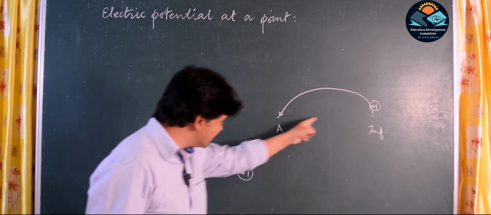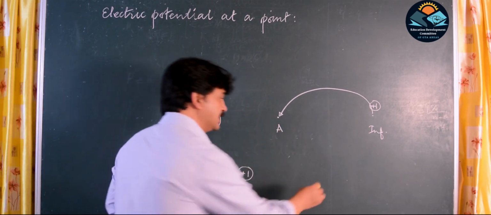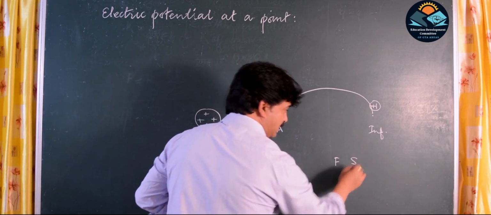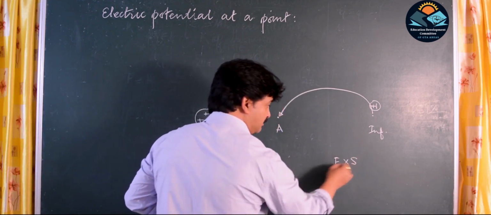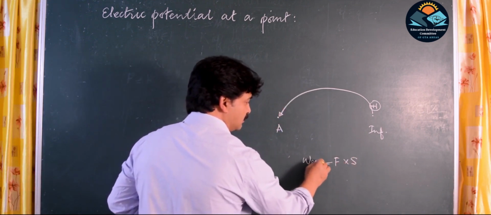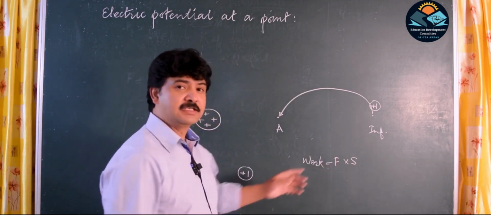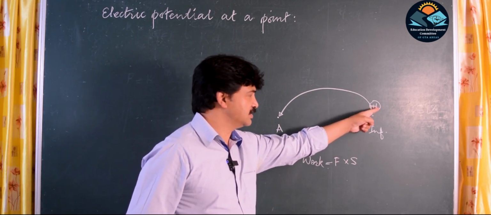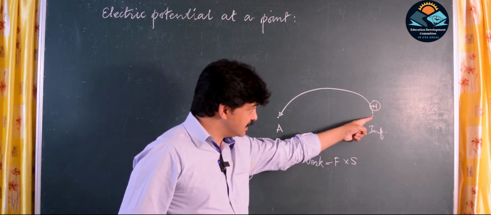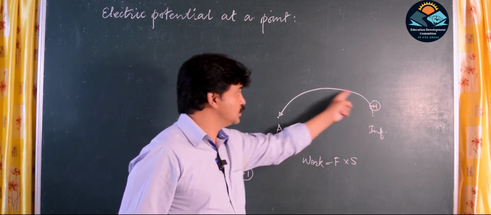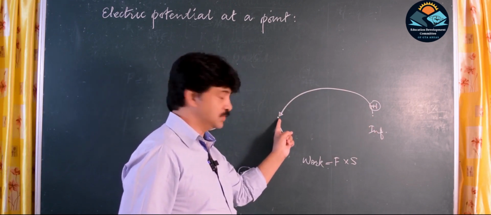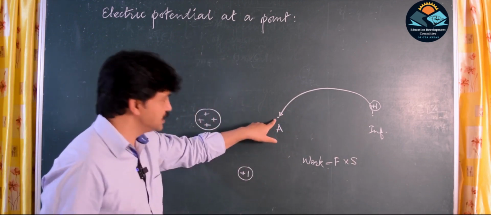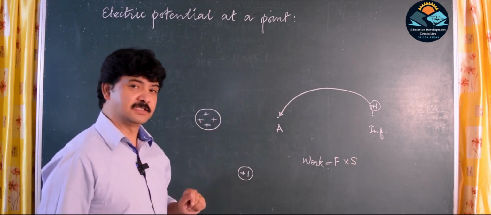And there is a displacement also, isn't it? And whenever there is force and displacement, the product of these two will give you the work. So you see, some work is done in order to bring a unit positive charge which is present at infinity to the point A. So that work done is known as the potential at A.